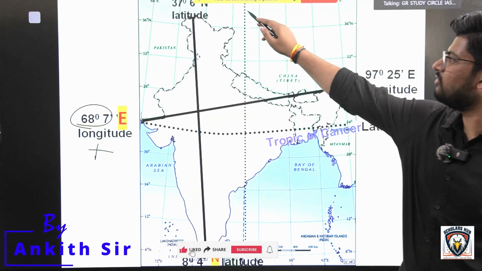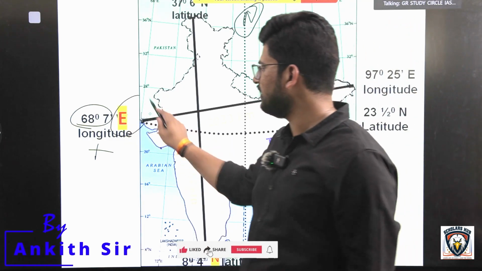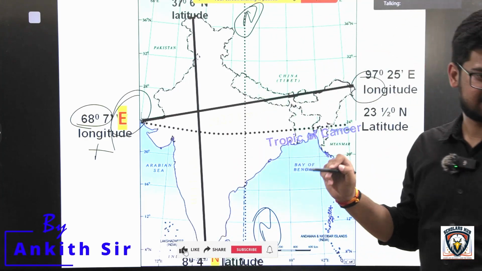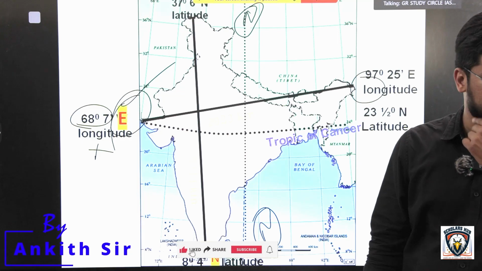But remember, whenever you are talking about latitude, it should be N. When you are talking about longitude, it should be E. Even for the westernmost longitude, it is E, because India is in the eastern hemisphere.